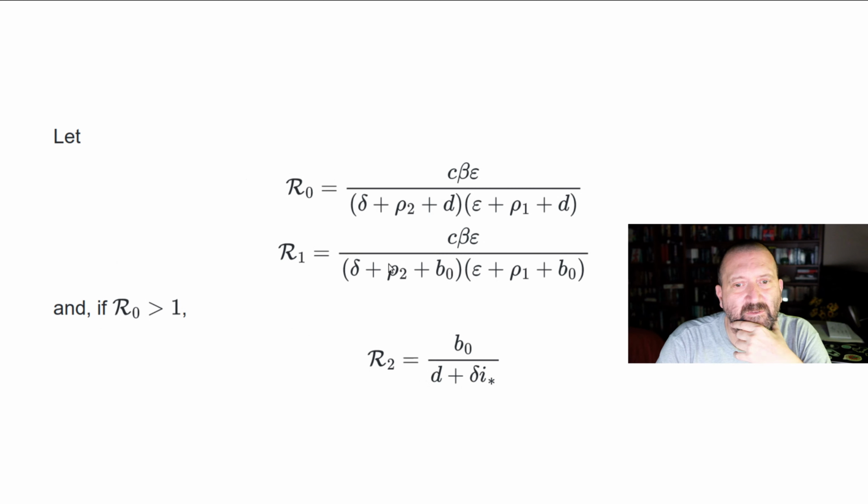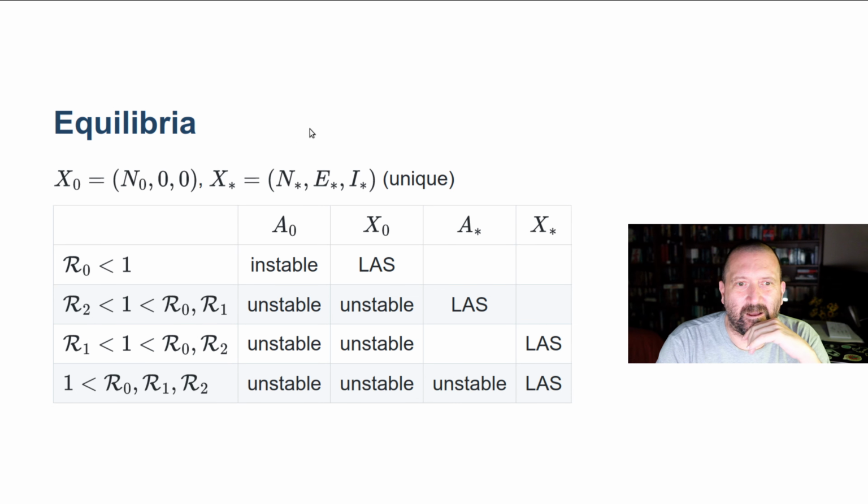Okay, so they find actually three basic reproduction numbers to apply to different places in the system, and they find a variety of equilibria. Depending on the situation, you can see that there is a variety of unstable equilibria. There are a variety of situations that arise.